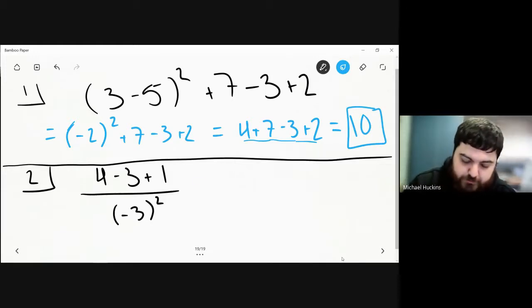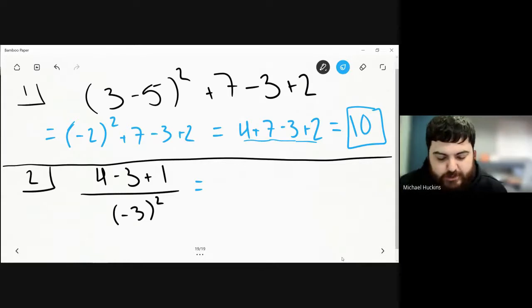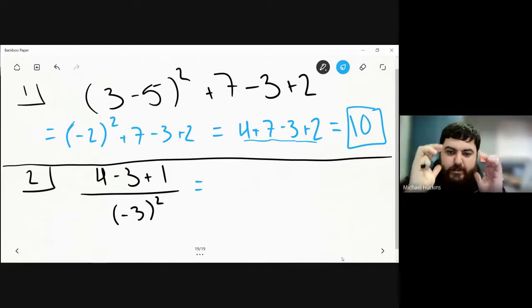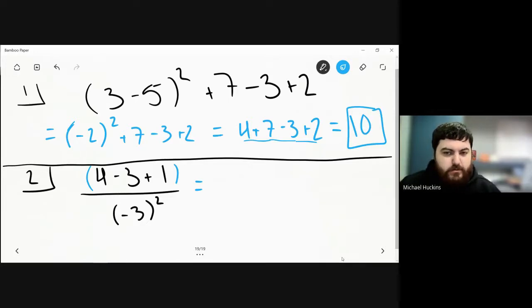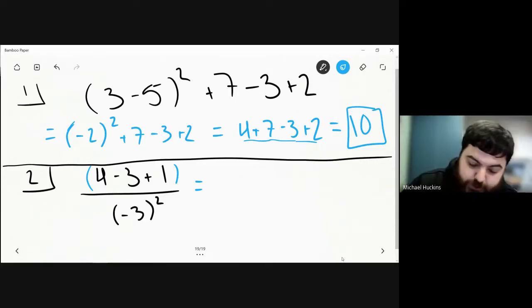And problem number 2. The point I want to make here is that in this fractional notation, there's another point of emphasis. The numerator and the denominator each have implied parentheses, as if I had written them on here like so. The denominator already has parentheses, so I don't need to write any there, but we definitely want to simplify the numerator before we do any division with the denominator. So we're going to go ahead and do that.